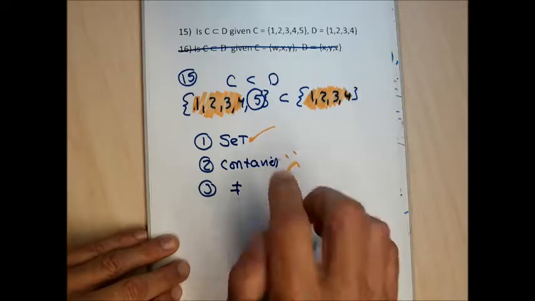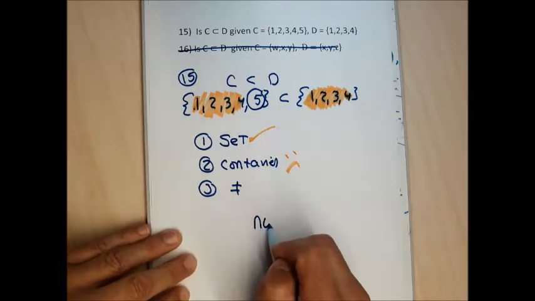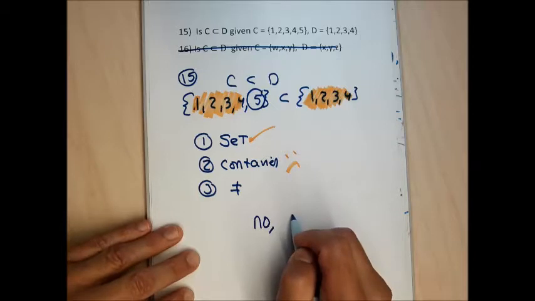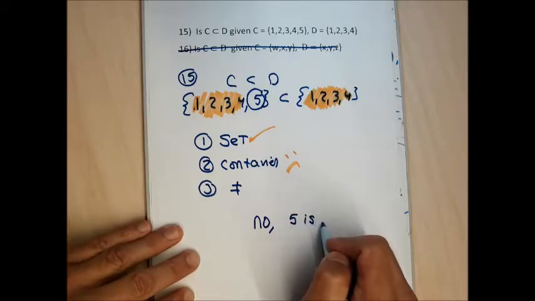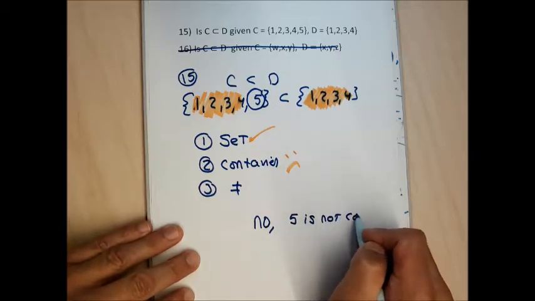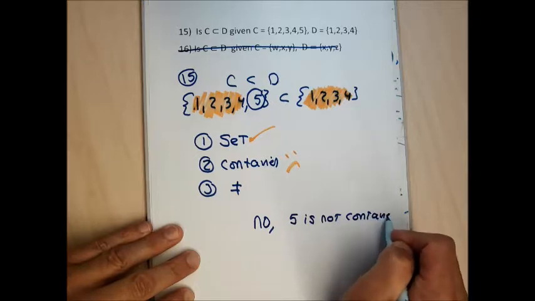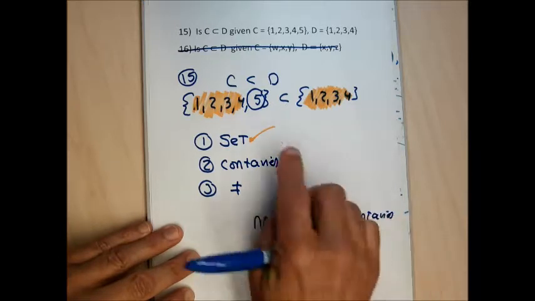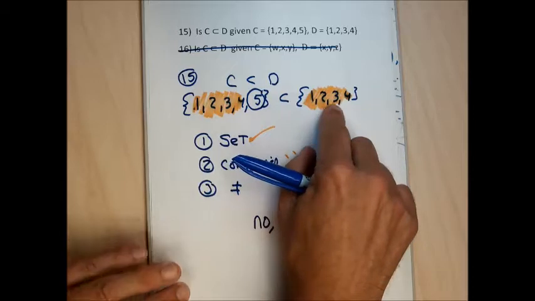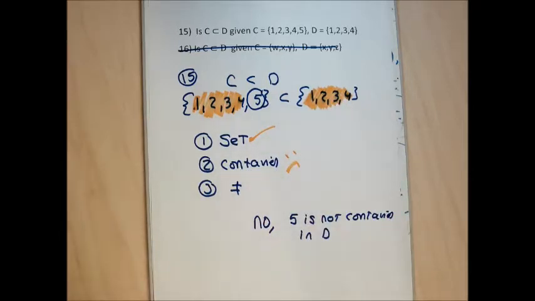So my answer for 15, I can just say no. And then for a reason, I might say 5 is not contained in D, because every element in C needs to be an element of D, and I found an element of C that wasn't in D. That's why I need to say no.